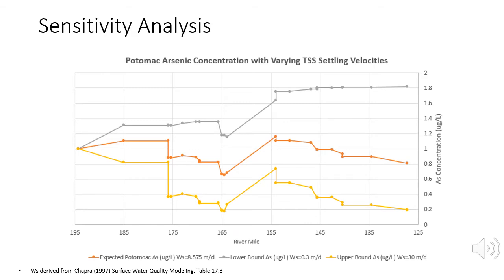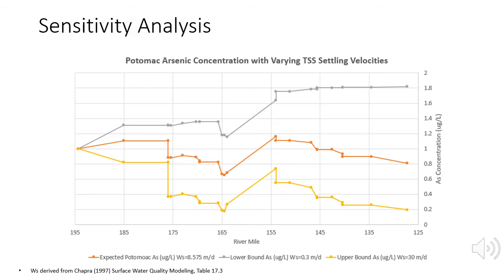I also performed a sensitivity analysis on the settling velocities. I took the shortest settling velocity from the clay particle size range, and then I took the longest settling velocity from the silt particle range. And then I graphed that along with the median, the averaged median settling velocity that I used in my calculations.